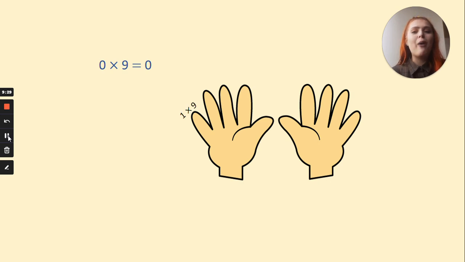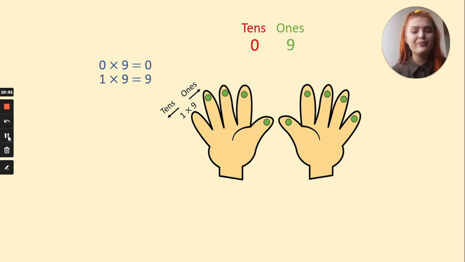And then we're going to look at 1 times 9. Now, I want you to count 1 finger on your hand. And once you've got that 1, you are going to put it down. Okay? However many fingers you have left wiggling on the right hand side of that finger that's down is your ones. So how many ones do I have? I have 9 ones. So the answer to 1 times 9 is 9.